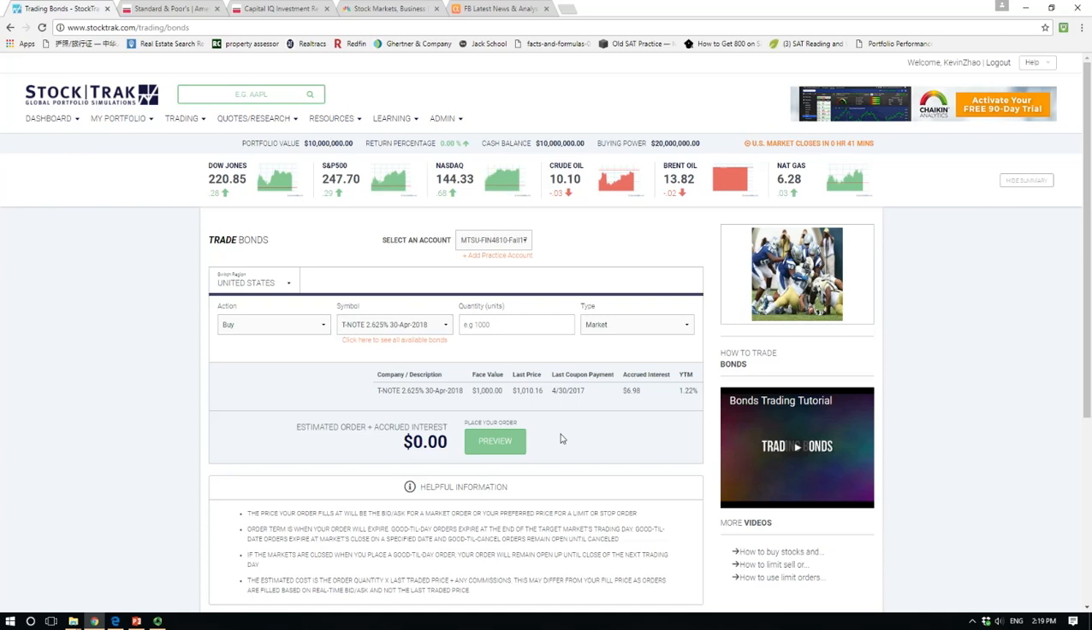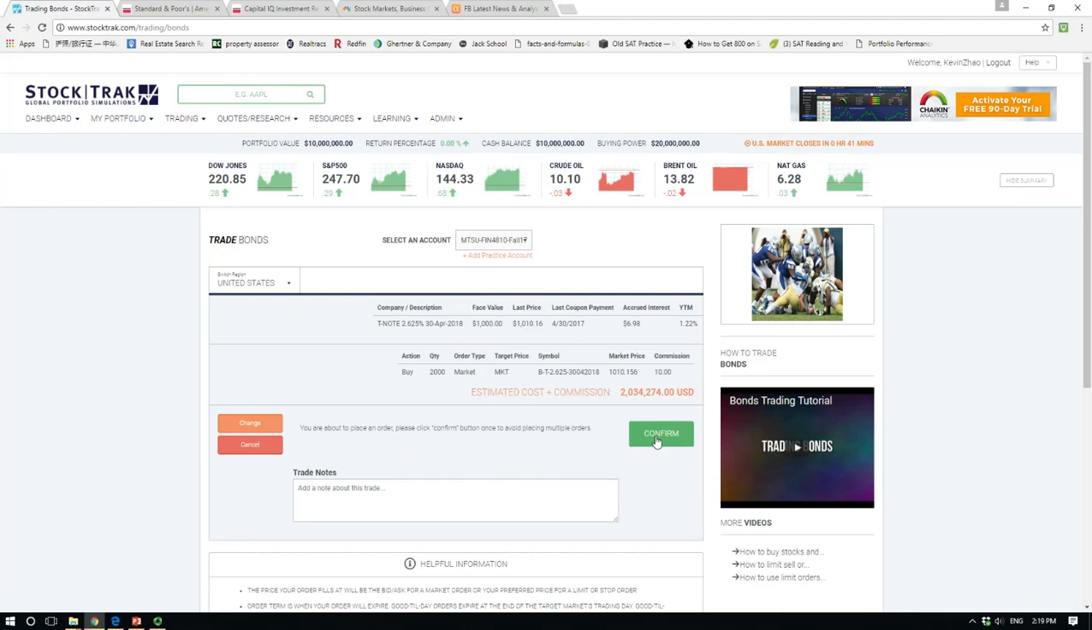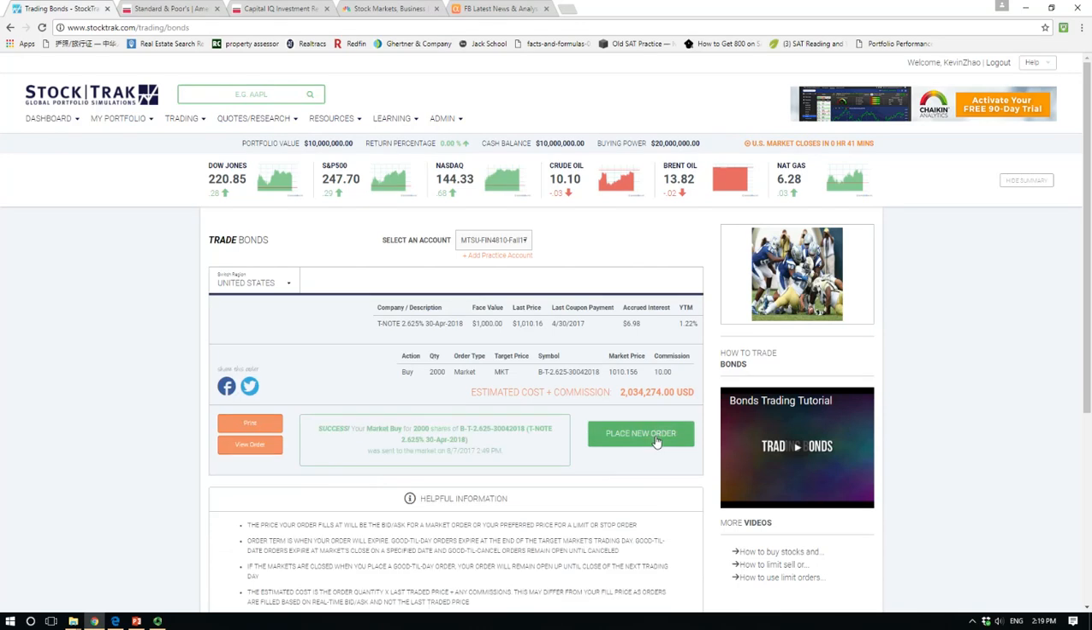And 2 million US dollars is equivalent to 2,000 units of this treasury securities. As you see, the estimated cost is about 2 million US dollars. Right? So I take a market order and I preview it and I confirm it. See, it's just that easy.